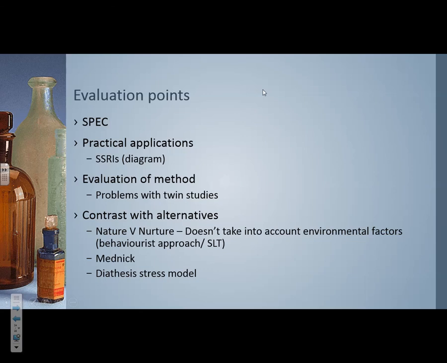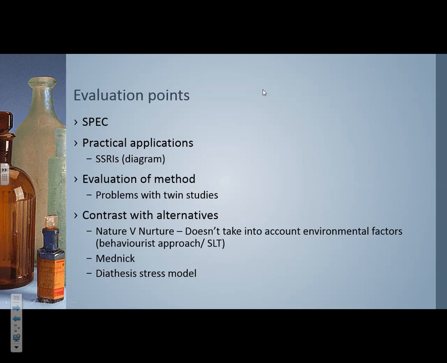What it would not consider is environmental factors, such as reinforcement for violent behaviours, or the ability to observe a role model. It couldn't explain those. It can't explain why two people with the same level of testosterone might behave differently in a way the behaviourist approach can.